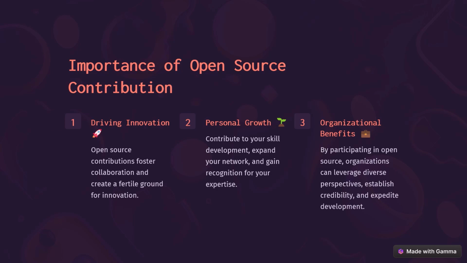The second point is personal growth. Contribute to your skill development, expand your network and gain recognition for your expertise. When someone contributes to open source, it's good that the person is able to showcase their own skill, but they will also be able to see what the actual network is all about, what others are doing, and what else you can do. That will help you gain recognition for your expertise.